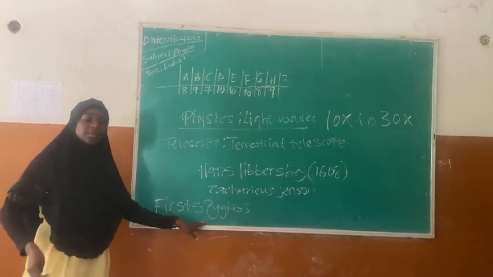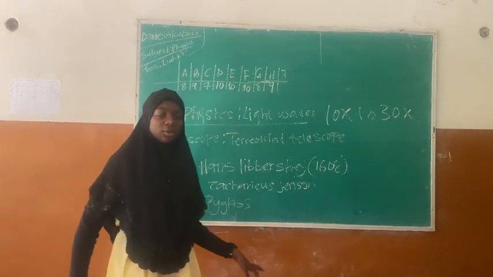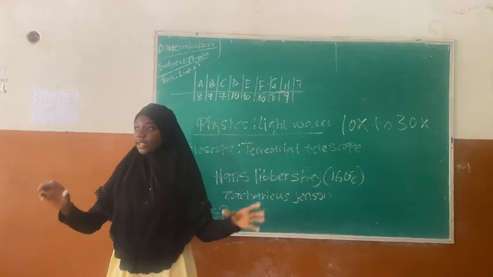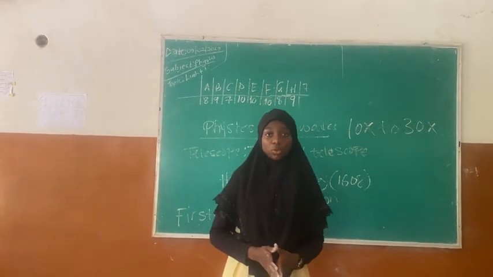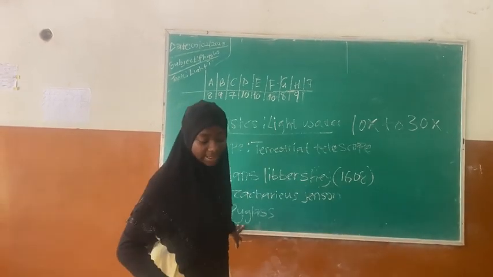It was known as the first spyglass in the sense that when it was first invented, it was majorly used, as I said earlier, in war to spy. For example, we could be standing here, and someone can be spying on us using the telescope, and we don't know, we can't see the person. It was known as the first spyglass.